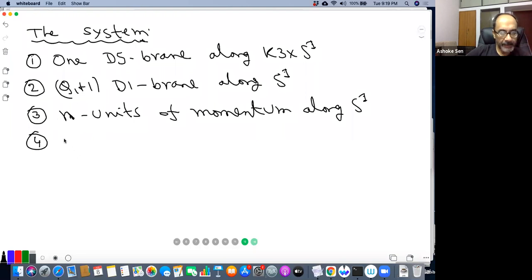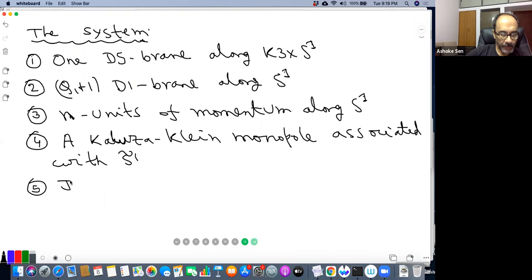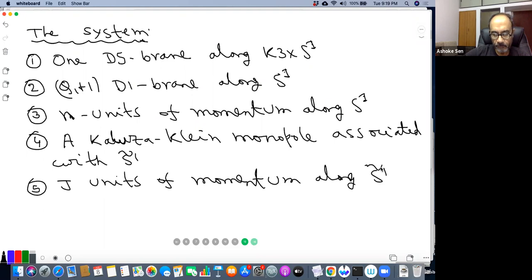So this is something good to keep in mind. Okay, the fourth object is a Kaluza-Klein monopole. And finally, J units of momentum. So these are the various charges that the system carries.